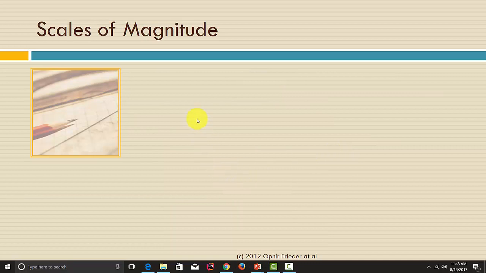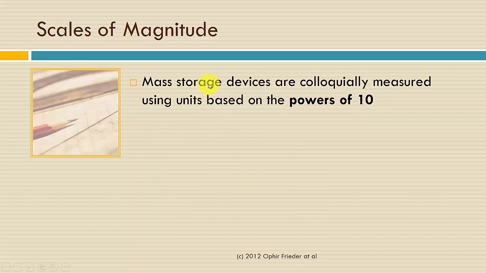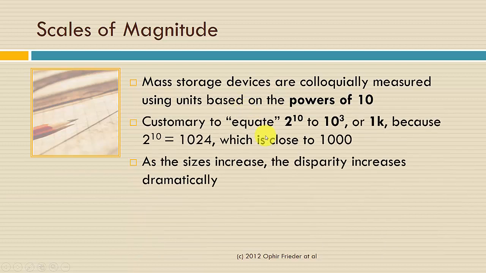Scales of magnitude. Here, mass storage devices are equally measured using units based on the power of 10. As they say, it's customary to equate 2 to the 10th as 1,000 because it's very close to 1,000, but it really comes out to 1,024. In a lot of cases, we'll find that there's a little bit different amounts than what we say. But that's fine. It's very close and it's close enough.